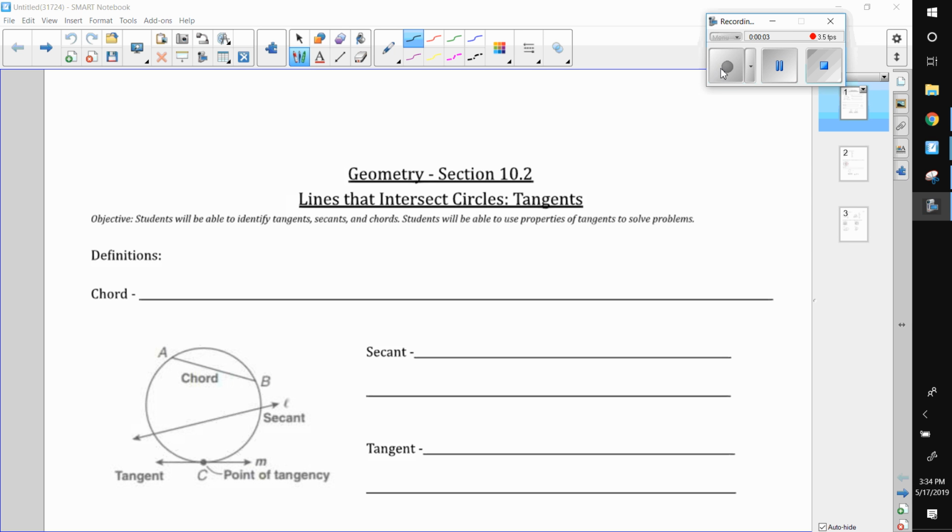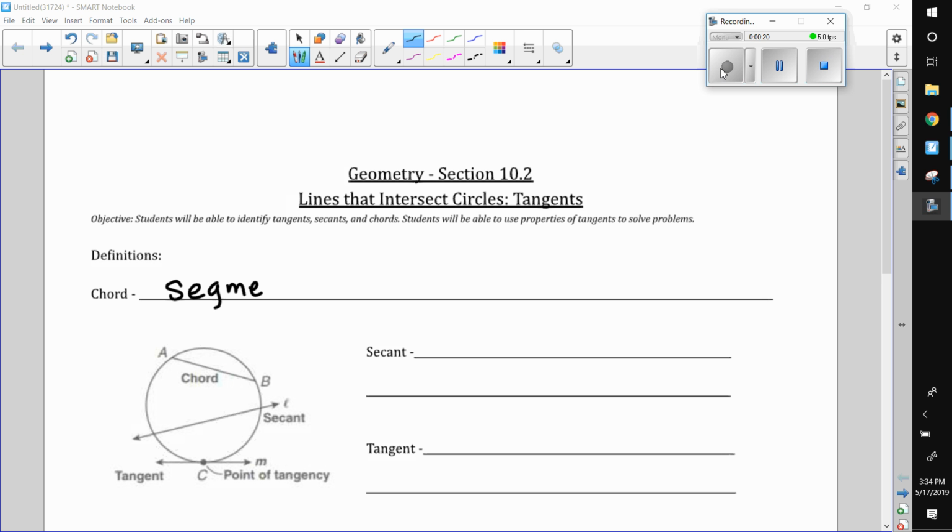Okay, so now we're going to look at lines that intersect circles, and specifically we're going to talk about tangents and some properties of tangent lines that intersect circles. So first of all, the basic lines that intersect a circle are a chord, which is a segment whose endpoints lie on a circle. Okay, so the endpoints lie on the circle. You can see in the picture, you've got A and B as your endpoints, and they're on the circle.